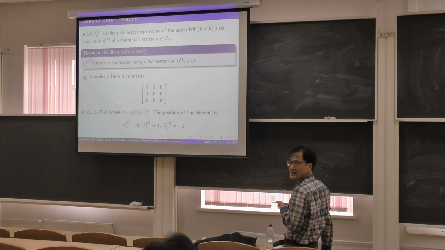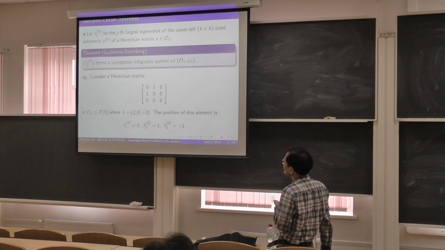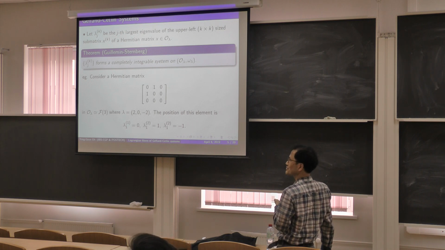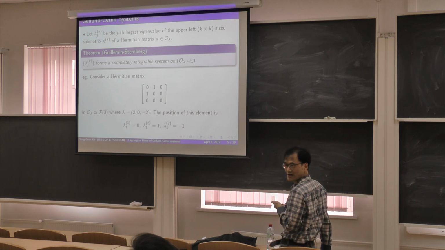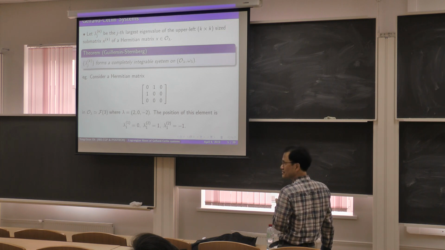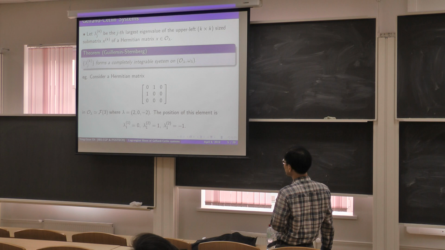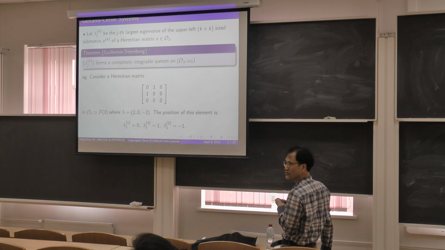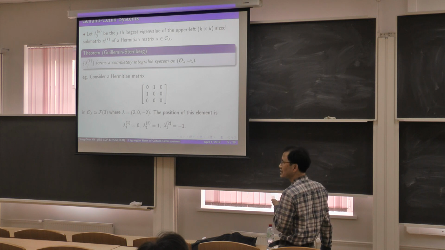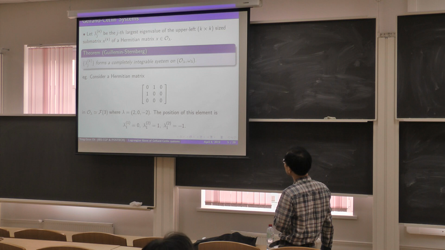So in this way, you will be given n times (n plus 1) over 2 eigenvalues. So you consider this as a map to R to the n times (n plus 1) over 2. So that's that projection map I described for the general completely integrable system.